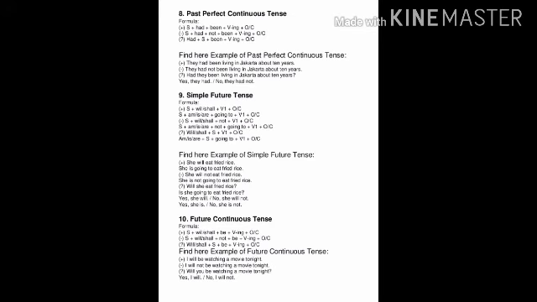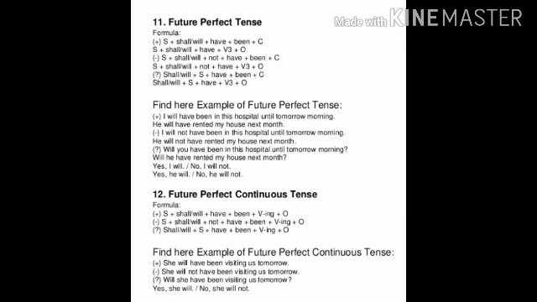Our 11th tense, future perfect tense. In that the formula is subject plus shall will plus have plus been plus other words. Instead of that, we can use subject plus shall will plus have plus verb's third form. I previously also told, if you don't want to use been, then you may use verb's third form.